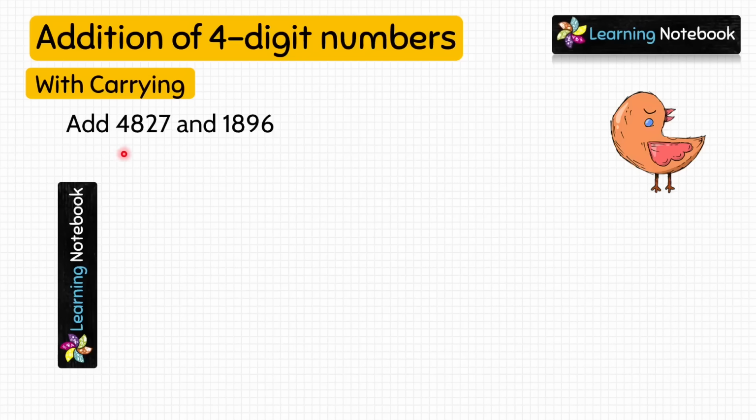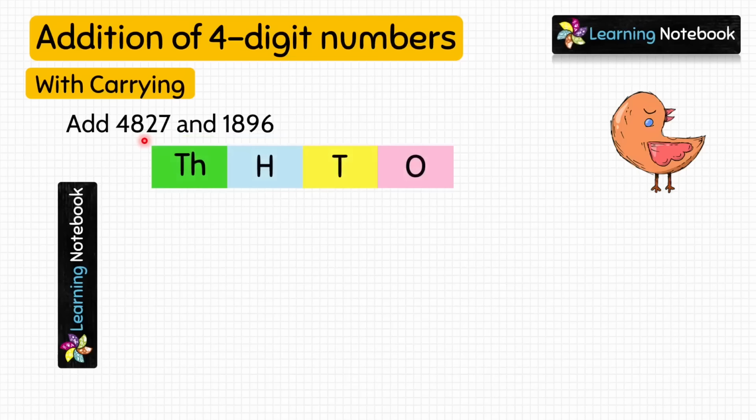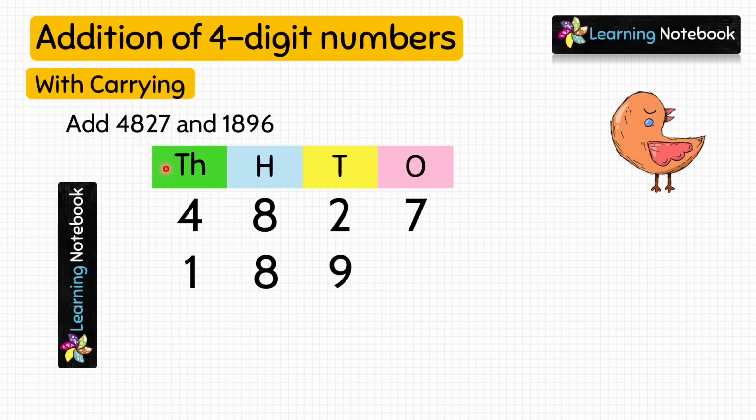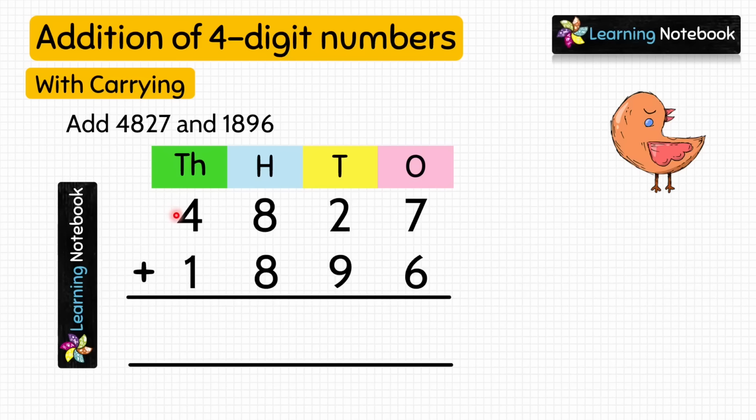Let's add these two 4-digit numbers, 4827 and 1896. So first of all, write them in column form. Then start adding them from ones place. So 7 plus 6 equals to 13. Now students, 13 is a 2-digit number. So we will carry this 1 to the tens place. And 3 remains in the answer.